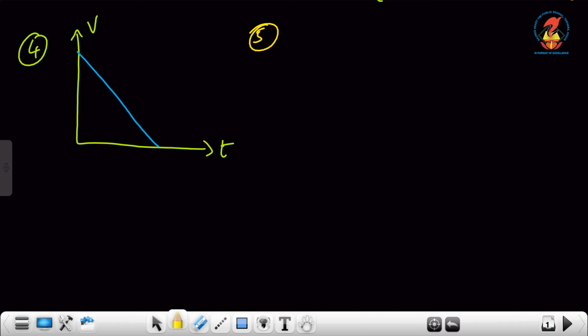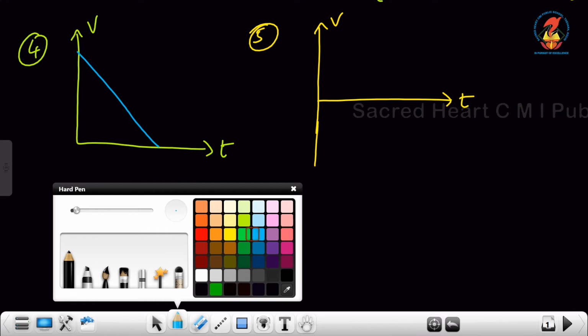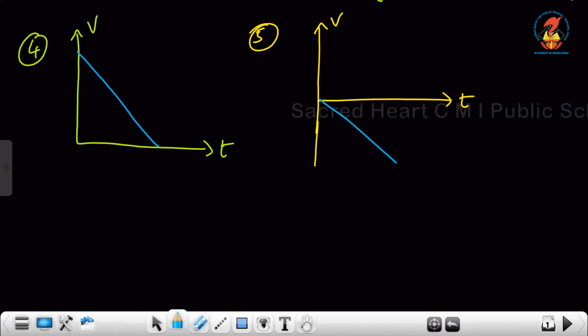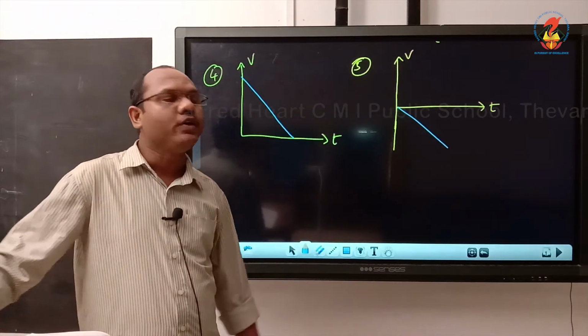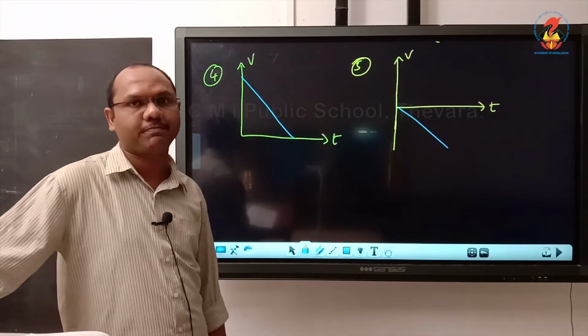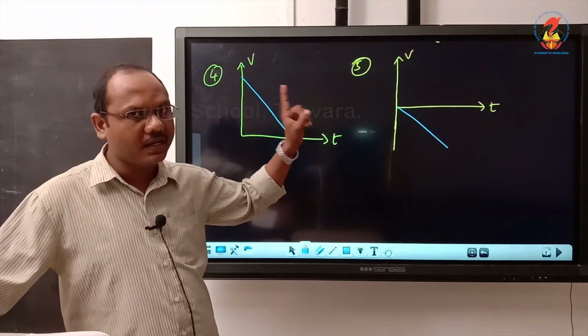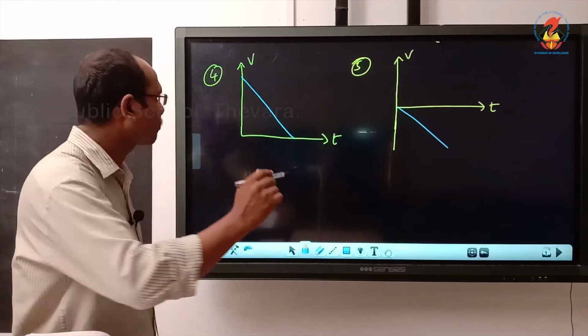Now next graph. What is this? Uniform acceleration in the negative direction. Okay, uniform acceleration in the negative direction.